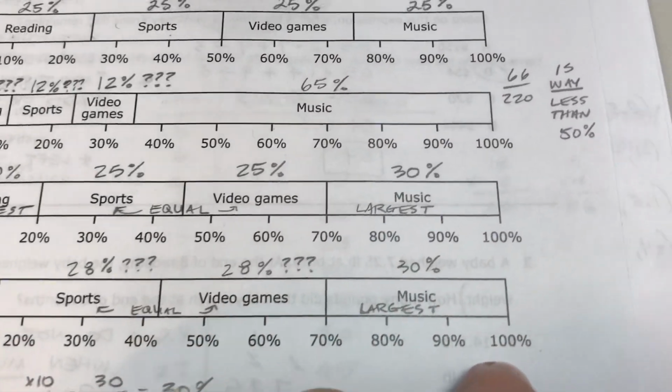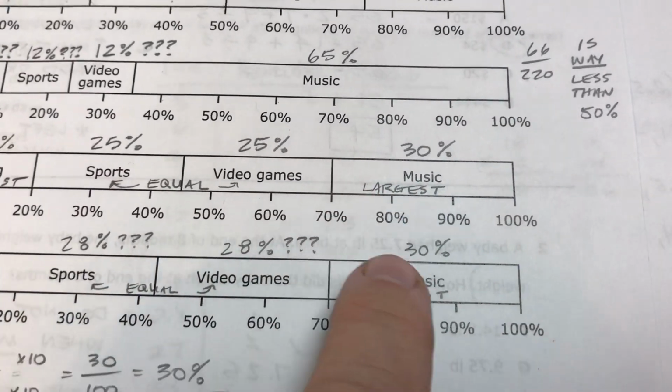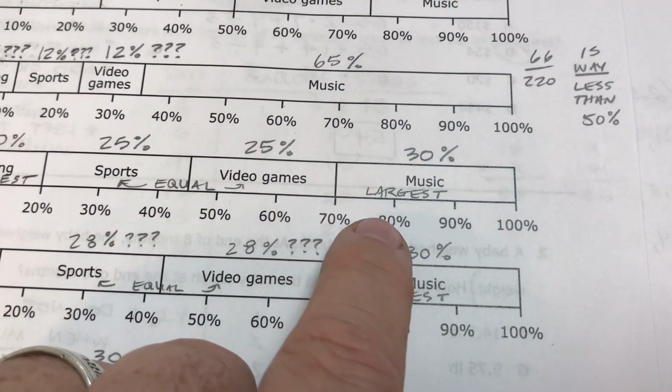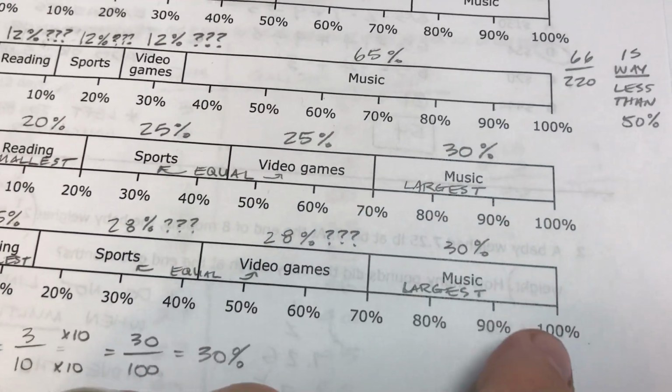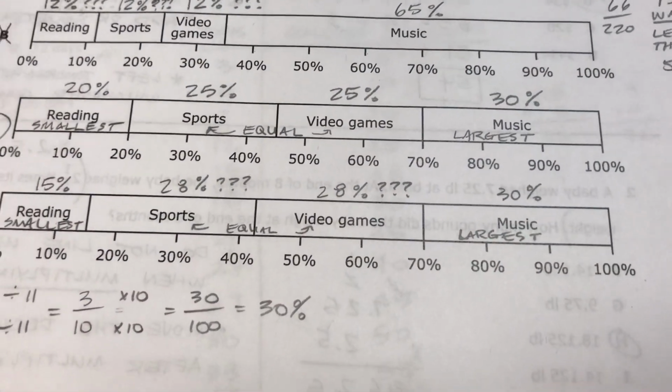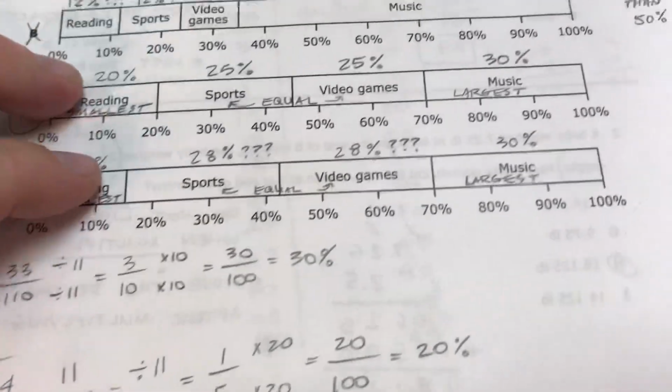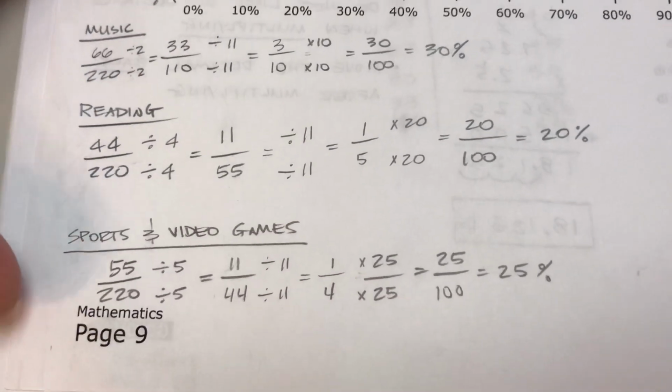So when I look at this one, they're both 30%. 70 to 80, that's 10. So 10, 20, 30, 10, 20, 30. So that didn't help me a whole lot there, all right? Music is definitely 30%, but that's the same in both answer choices.